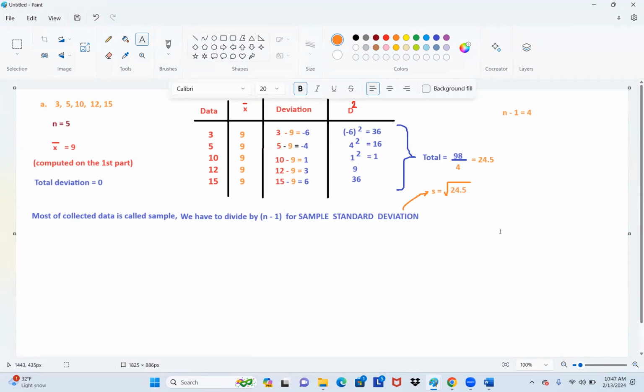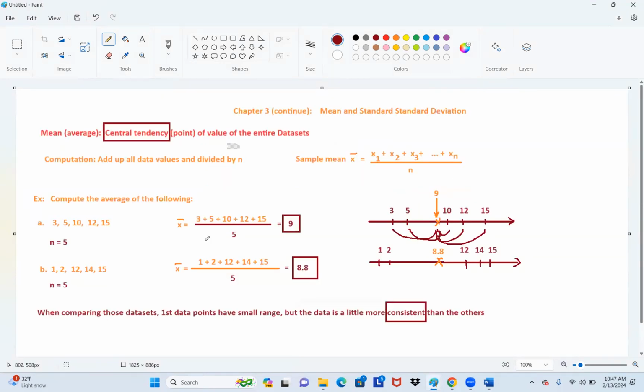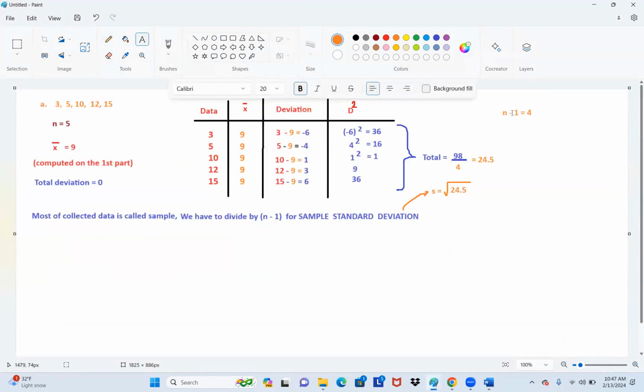Professor, I'm confused. How do we get the 4? So we have 5 data points, correct? We take away 1. So 5 minus 1 is 4. So we just divide by 4 instead of 5. When we compute the average, we divide by 5, correct? There's nothing wrong with that. But when we compute the sample standard deviation, we have to divide by 4. So that's the difference.